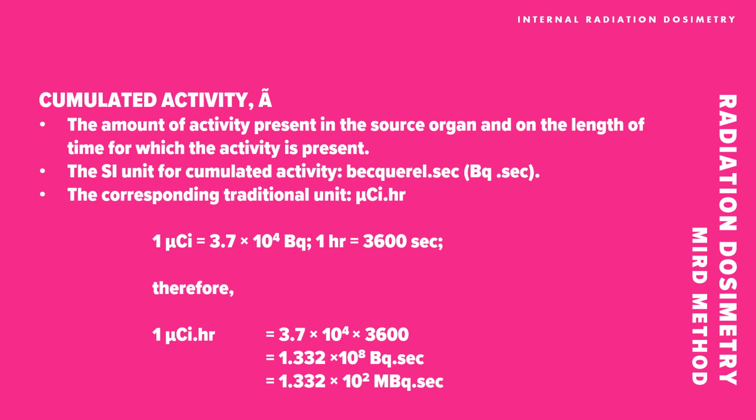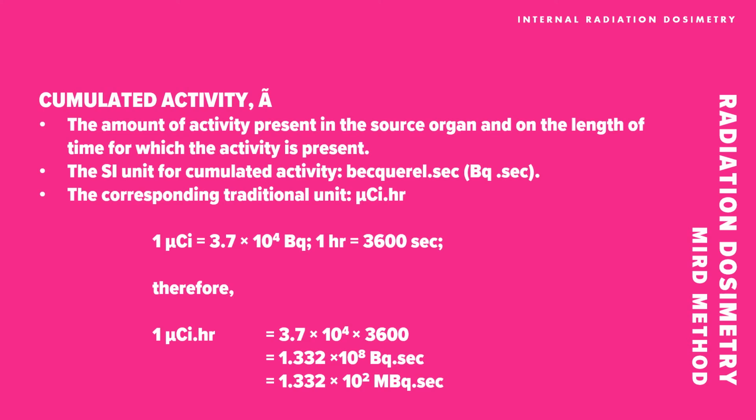The first one that I'm going to explain is cumulative activity. The symbol is A with a tilde on top of it. So what exactly is cumulative activity? Cumulative activity is the amount of activity or radioactivity present in the source organ, and also the length of time for which the radioactivity is present. The SI unit for cumulative activity is becquerel second, and the symbol is Bq.s, where the B must be capital.